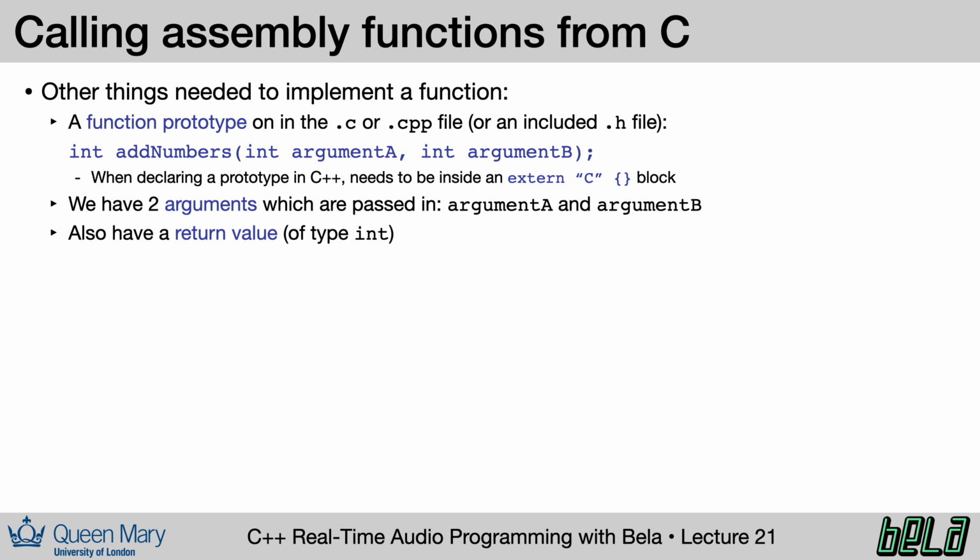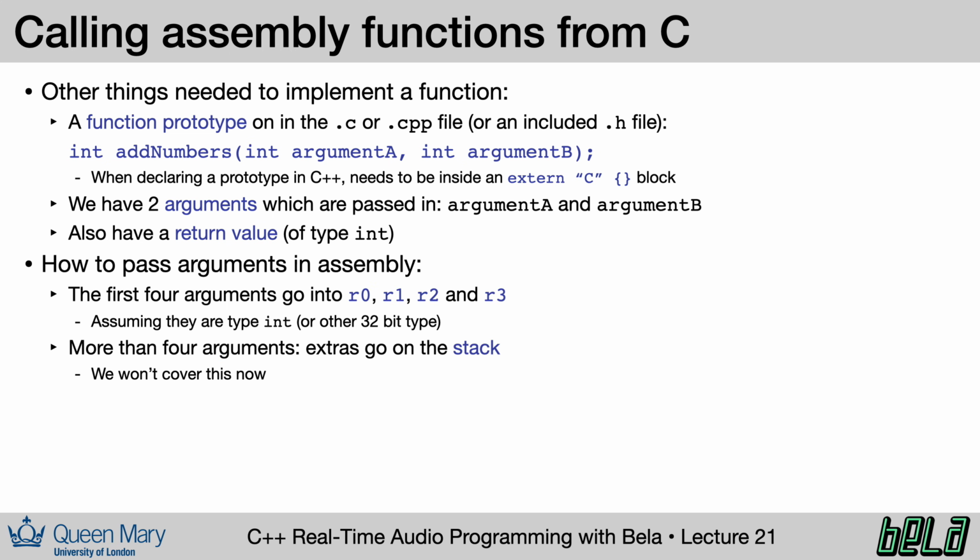When we declare this function prototype in C++, there's one extra bit of work that we need to do, which is to put it inside of a block declared extern "C" in quotes. This has to do with some subtleties of internal naming conventions in C++. Without this, you'd be able to call the function from a C file, but not from a C++ file.